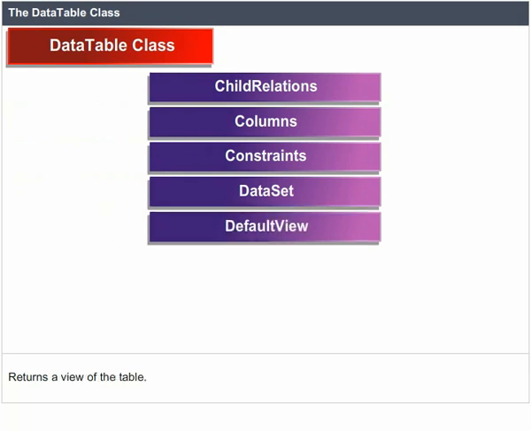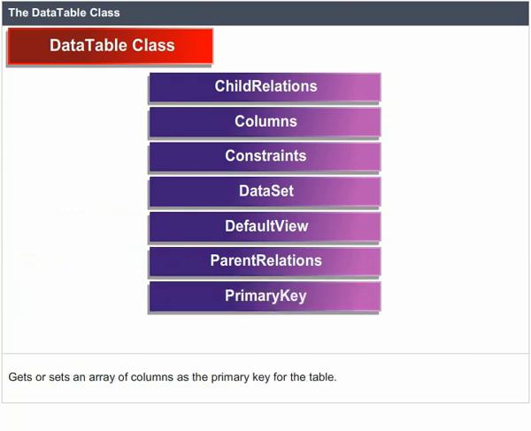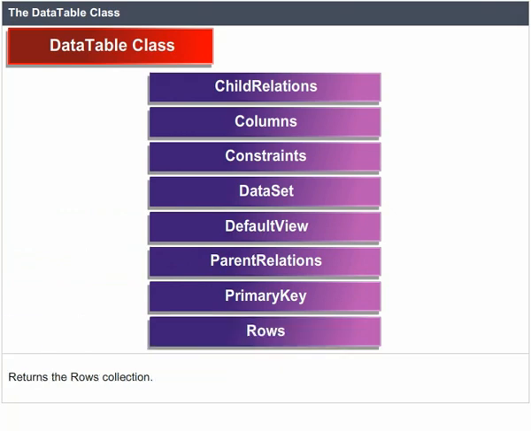DefaultView returns a view of the table. ParentRelations returns the parent relations collection. PrimaryKey gets or sets an array of columns as the primary key for the table. Rows returns the rows collection.